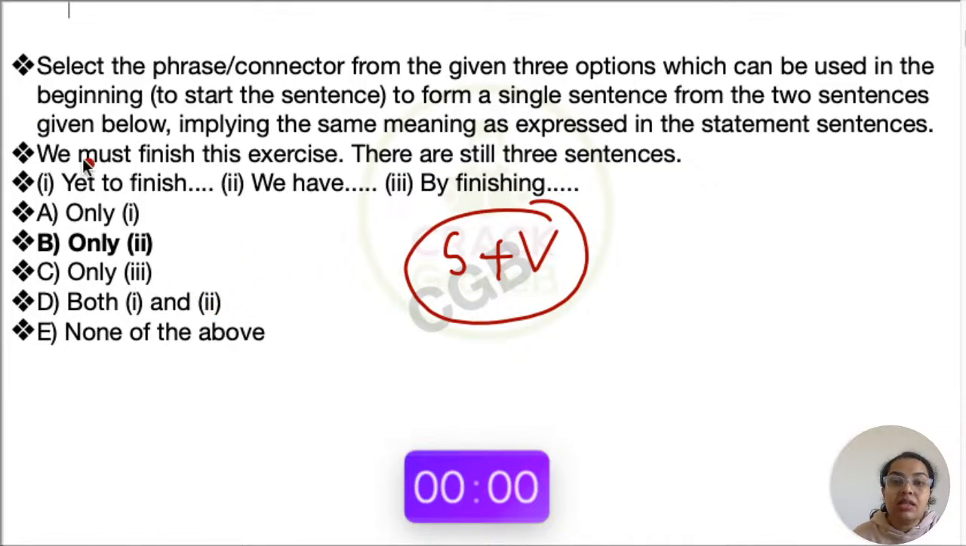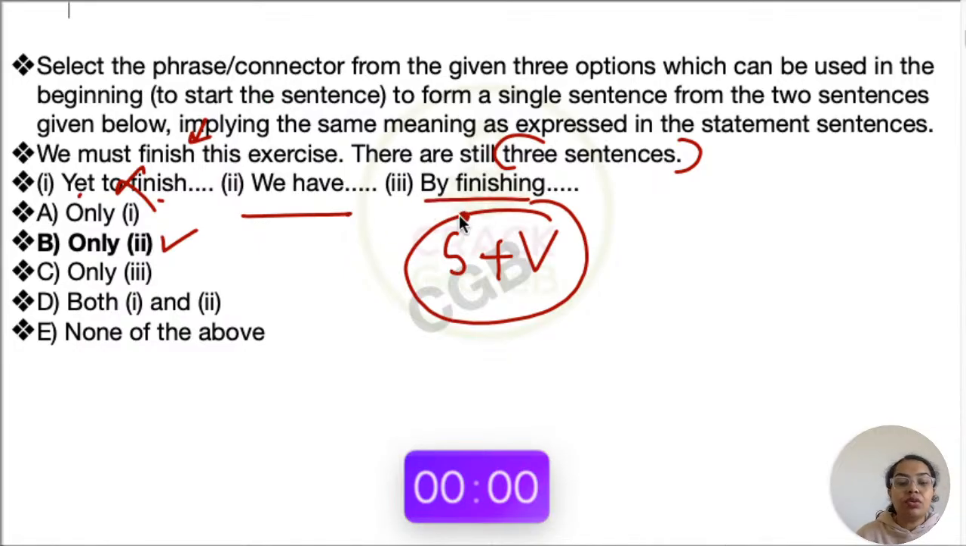So in this case, we must finish this exercise. There are still three sentences. So we want to finish at the same time three sentences remain. So yet to finish. If I want to talk about yet to finish, yet three sentences remain. वो बोल सकते थे, but not this. We have three sentences remaining to finish this exercise. That's how we are going to go ahead with the second one.